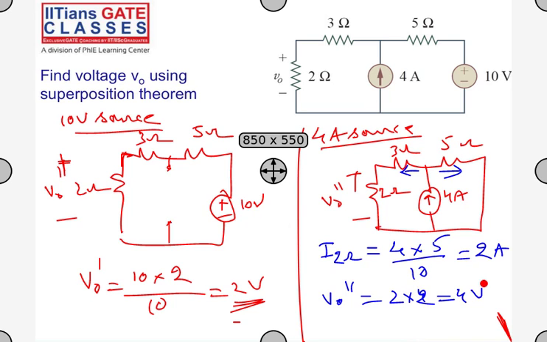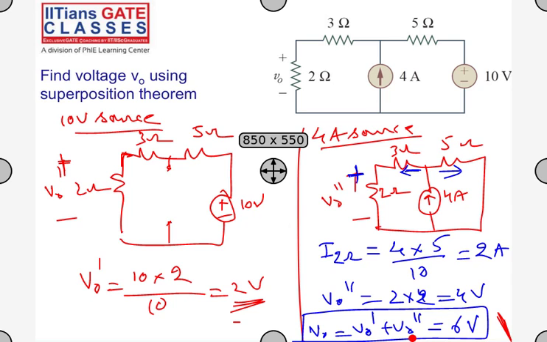So V0 will be V0 dash plus V0 double dash. You have to be clear with the direction. The current is flowing this way, so this will be positive 4 and this will be positive 2. So V0 is 4 plus 2, which is 6 volts. If you want, you can verify it with your other methods, mesh and nodal analysis, but this is how you do it in the superposition theorem.